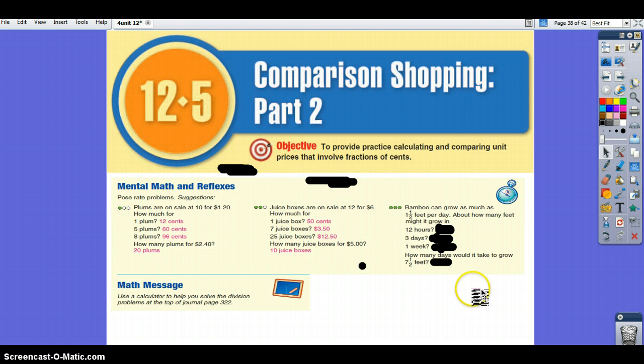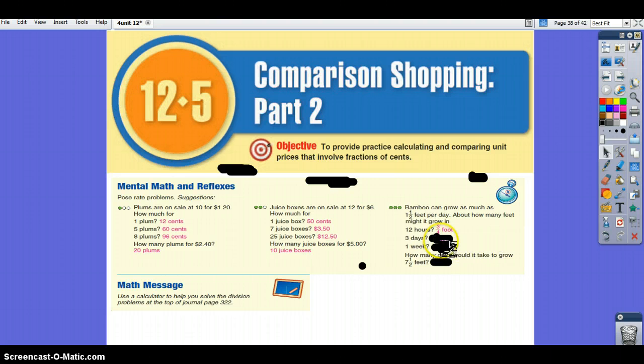Bamboo can grow as much as 1.5 feet per day. About how many feet might it grow in 12 hours? Well, I'd have to do some dividing. 1.5 days would be 24 and 12, 36 hours. 12 hours would be a third of 36 hours, so it would be 3/4 of a foot.